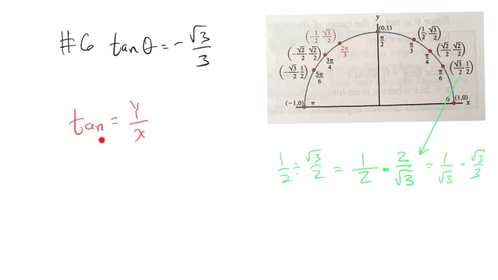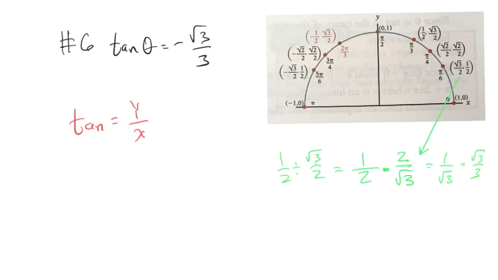Now the PACE explains that tangent we find by dividing the y value in the ordered pairs, which corresponds to sine, by the x value, which corresponds to cosine. So we're looking for one of these angles here, where if we took y and divided by x, in other words, take the second one, divide by the first one, we would get negative square root of 3 over 3.